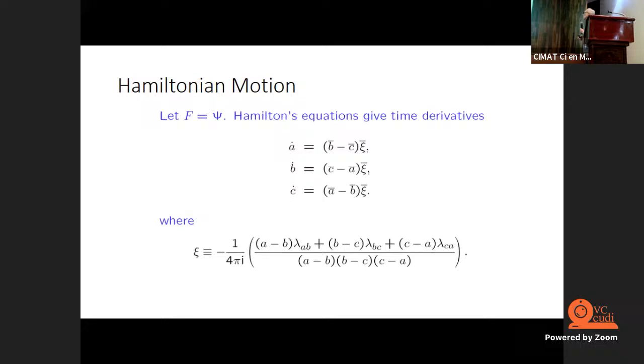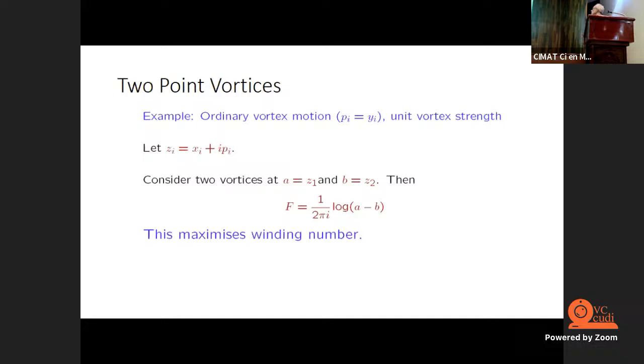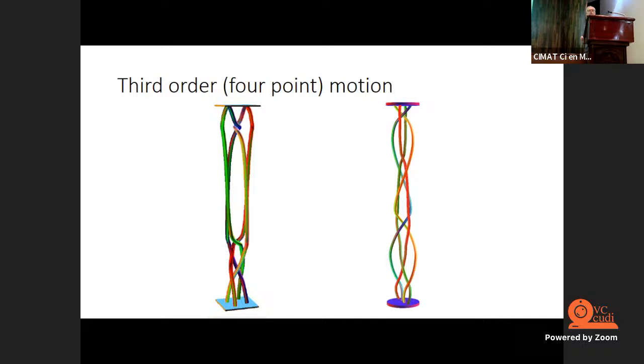The only thing I should say, it's fun to work with, but when I did this and tried to generate these guys, they do tend to crash into each other. You have to choose special initial conditions so they don't crash into each other.